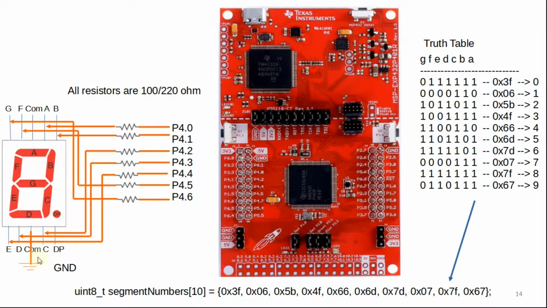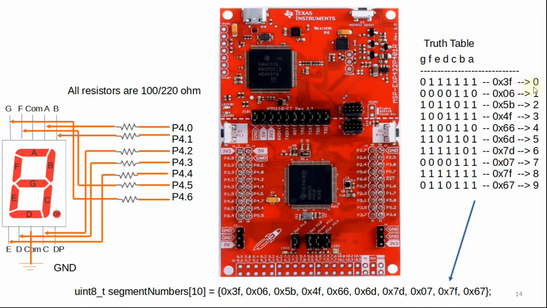Regarding the COM pin, I am using a common cathode display, so that is why I have connected the common pin to the ground. If you are using a common anode display, you need to connect this common pin to 3.3 volts. And this is the truth table for displaying the numbers on the 7 segment display.